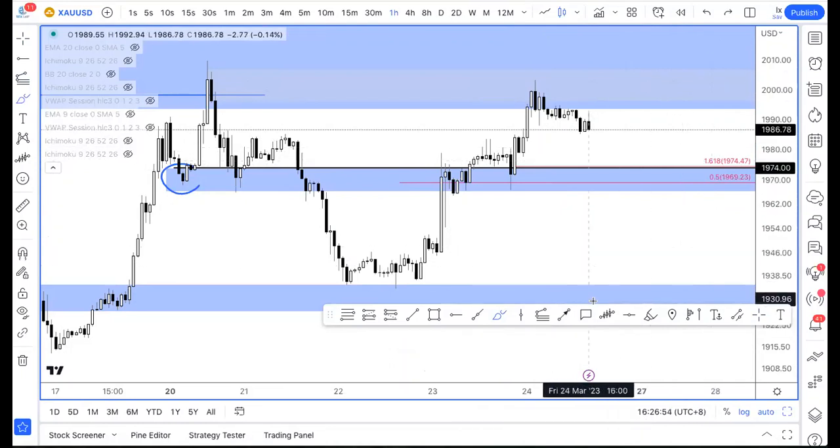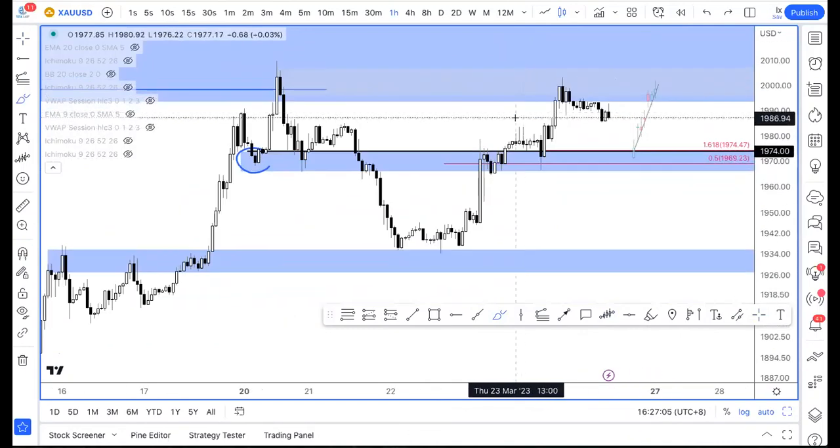So for me, gold is still bullish, right? I think we could see a pullback into this zone. And if we do see a pullback into this zone here, we can target the last high. So this is the view for me on gold.